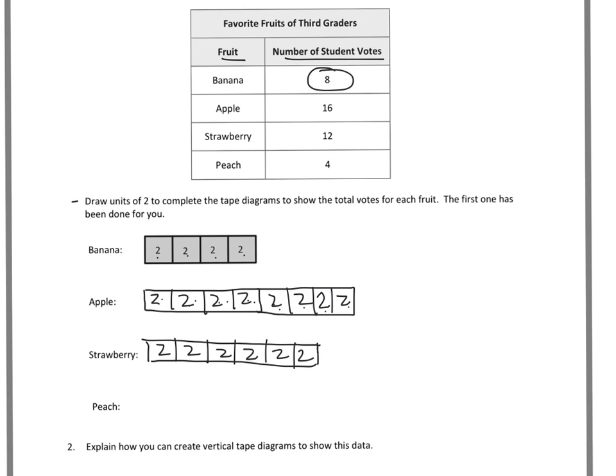And then peach had 4. So again, I'll look up at strawberry and find out where 4 is, and I see it's 2, 4, so it's right about here. And my goal for these tape diagrams is to make sure that they all have a similar starting point. So the starting point of the tapes are all going to be very close together, or about the same. So that way I can compare these, knowing that I'm starting at the beginning point.